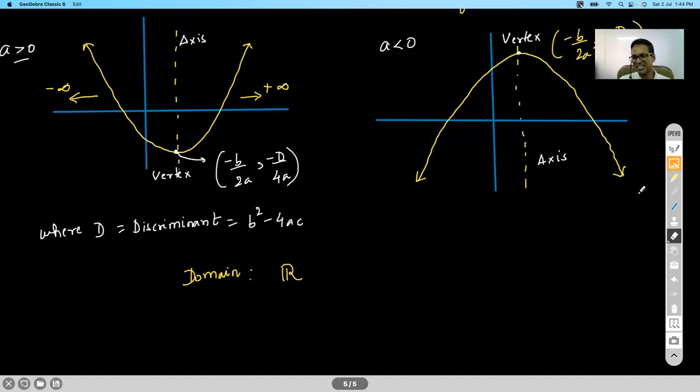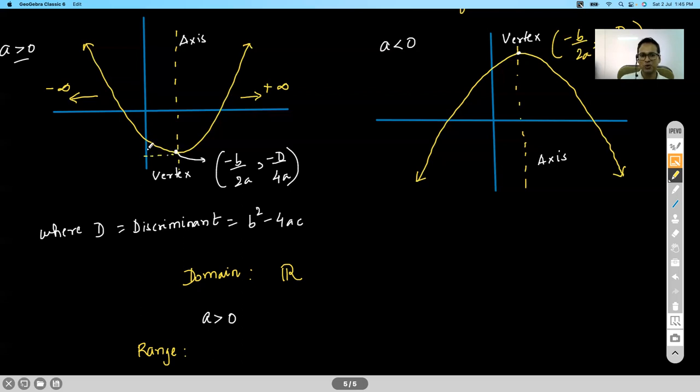Now, range will depend upon your A value. If A is positive, then what will be your range? Now, look at this left graph. Yes. If A is positive, the graph will start from this vertex point and go all the way up to plus infinity, isn't it? So along the y-axis, the graph is spreading from minus d by 4a to plus infinity. Correct? Now, you need not write plus. If you just write infinity, it is considered to be plus infinity.